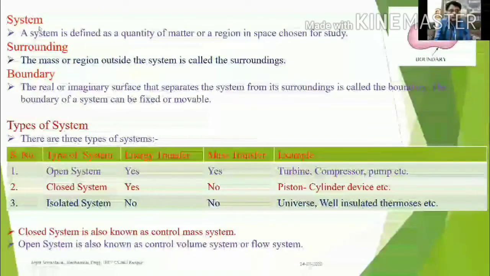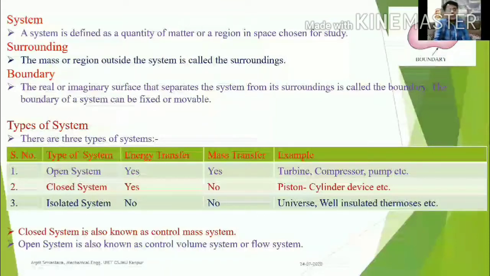After that we see the first important term, that is system. So the question is raised here, what is a system? A system is defined as a quantity of matter or a region in space chosen for study. We can see in this figure a definite region in which we calculate how much pressure, how much temperature, and what weather conditions there are. That definite region is known as a system.